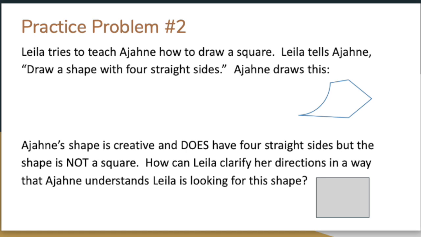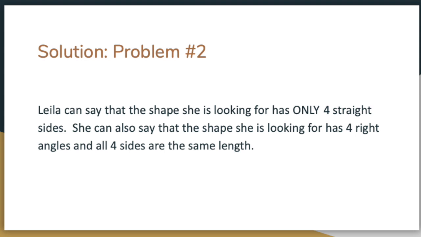So what could Layla say instead? What could her directions be in order to ensure that whomever she's talking to, whether it's Ajane or someone else, gives her a square? What could she say? Well, we could apply what we know about a square, right? We know that a square has all 4 sides the same, they measure the same.